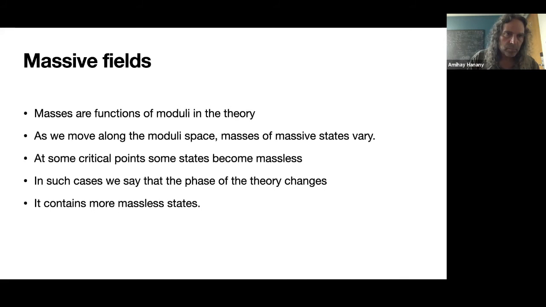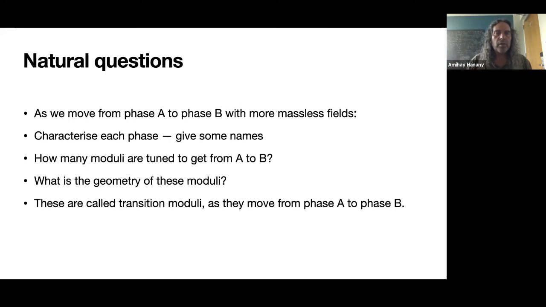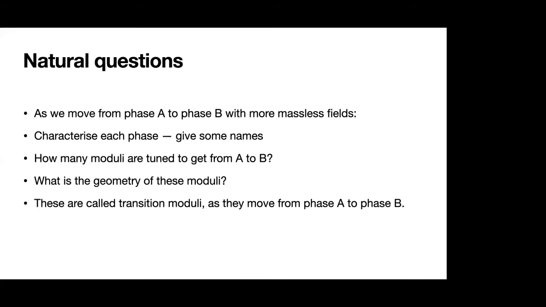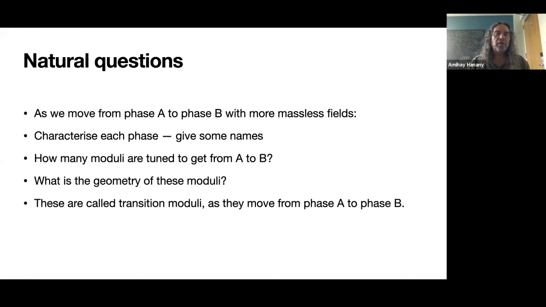Okay, so given such a structure, there are a few natural questions we can ask. So suppose that I move from phase A to phase B that has more massless fields. So I want to give names to such phases. Maybe specify the number of massless states, use a partition to name it, something to characterize one phase from another. The second point is that I want to ask how many moduli do I need to tune in order to get from phase A to phase B? Is it just one hypermultiplet that I need to tune, or maybe a few more that I need to tune? And I want to ask what is the geometry that these moduli that I tune form. And so those are transition moduli, right, because they help me move from phase A to phase B. Right, so what kind of transition moduli can I have? Any questions?